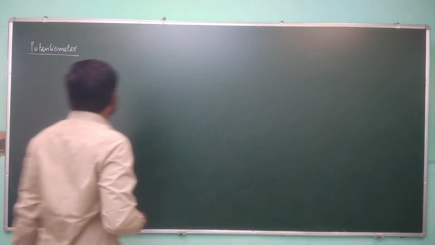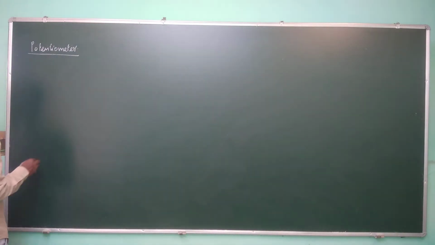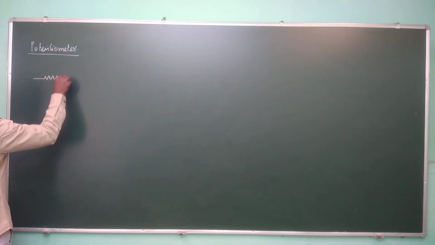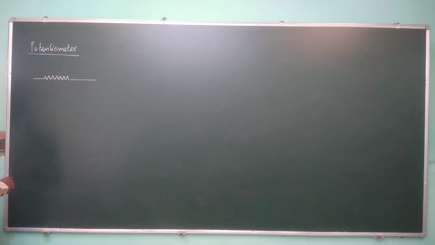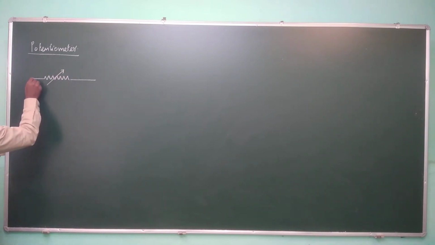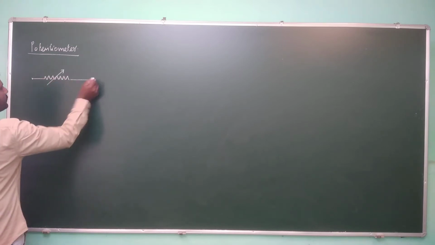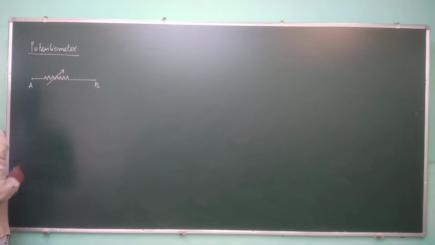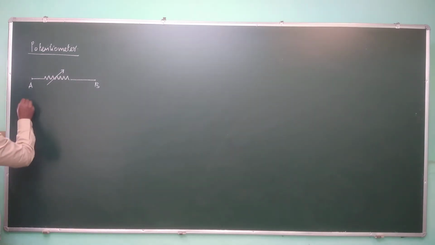For example, what is a resistor? A resistor has the symbol like this. If you put a variable resistance like this, resistance has no polarity, so there is no positive or negative. You can say points A and B, and this is a variable resistor, which you can call a potentiometer.